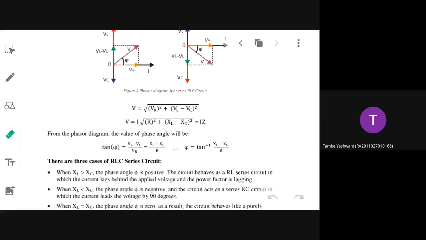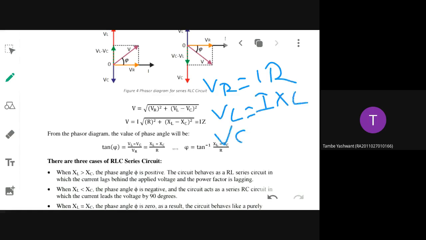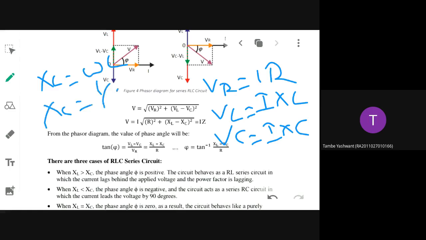What is the formula? Ma'am, for VR it will be I into R. VL is equal to I into XL, VC is equal to I into XC, where XL is equal to omega L, XC is equal to 1 by omega C, omega is equal to 2 pi F. All these things are same.